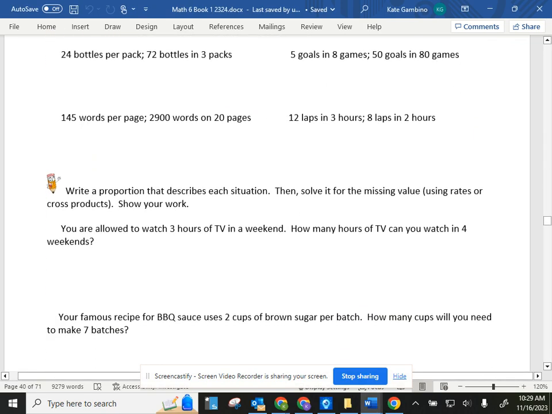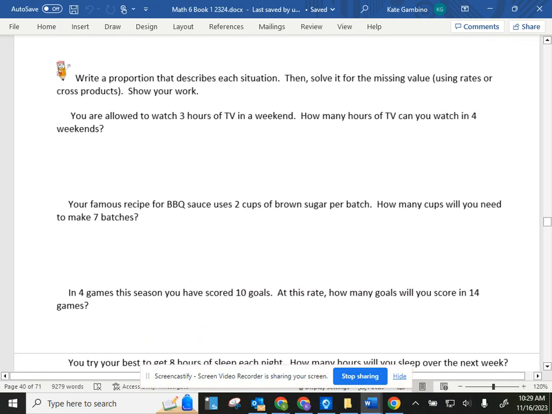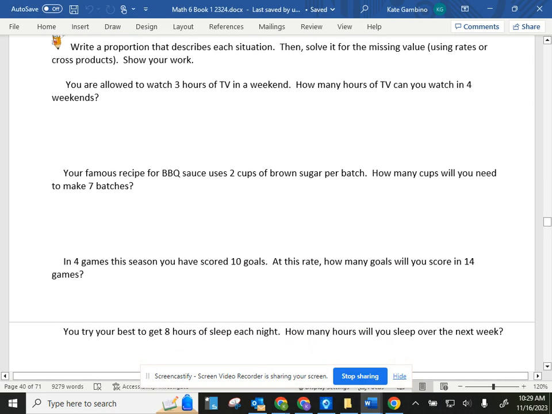Let me scroll up. So now we need to write a proportion that describes each situation, then solve it for the missing value using rates or cross products. Show your work. So the first one says you are allowed to watch 3 hours of TV in a weekend. How many hours of TV can you watch in 4 weekends? How would I set this proportion up?